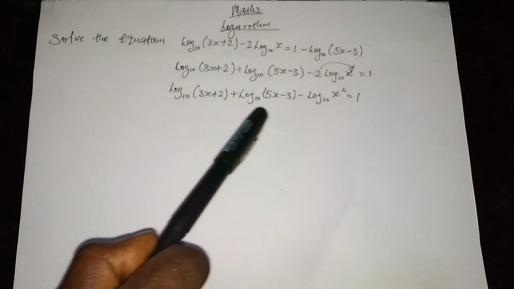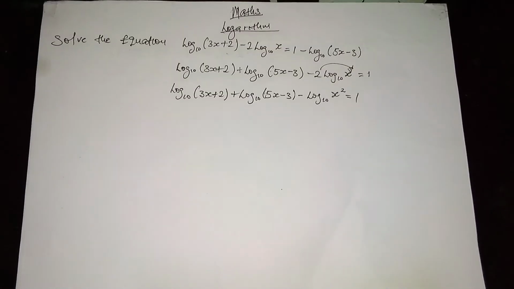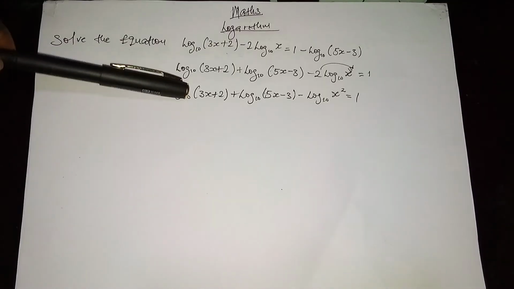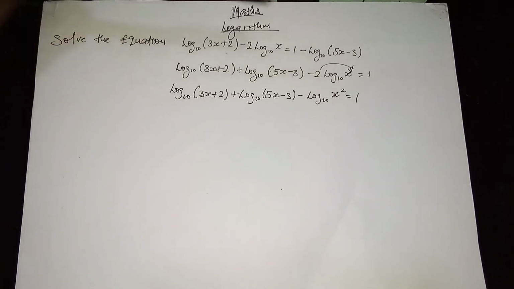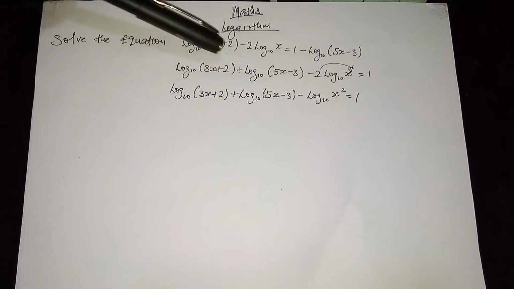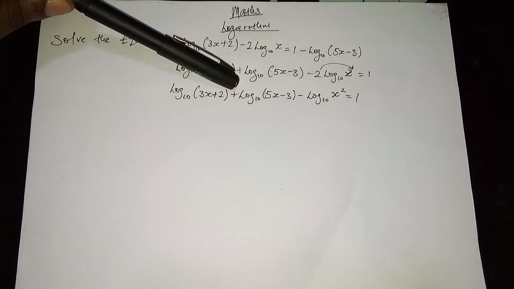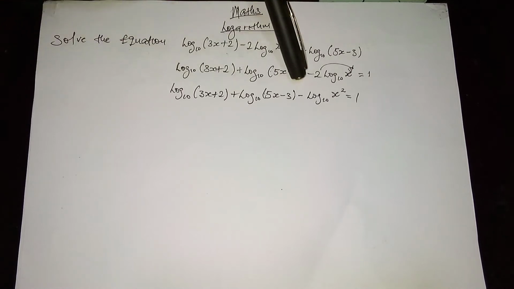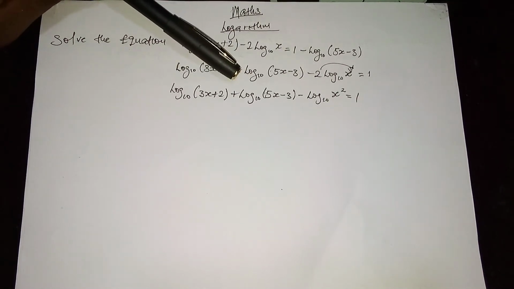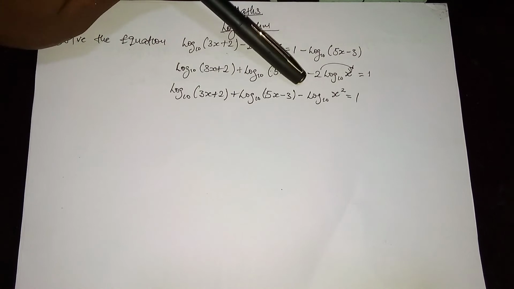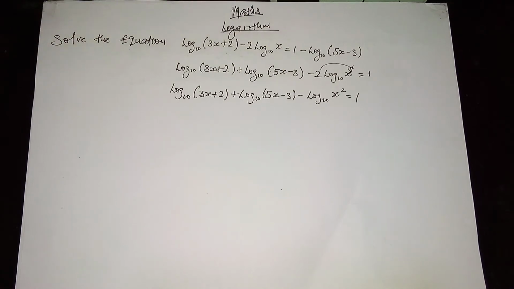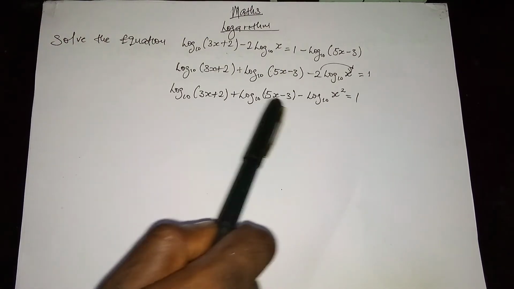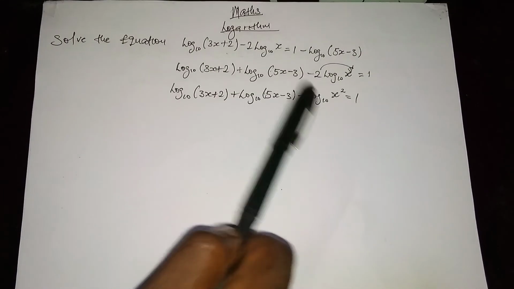Right, so now the bases are uniform. I have the same base, right? I have base 10 and base 10, right? So because I have addition in this case, I will multiply, and because I have subtraction in this place, I will divide. Because in logarithm, when you are adding, you multiply, and when you are subtracting, you divide. So I'm going to multiply these two terms, then divide by x squared.